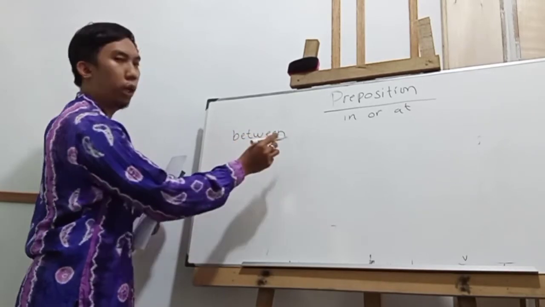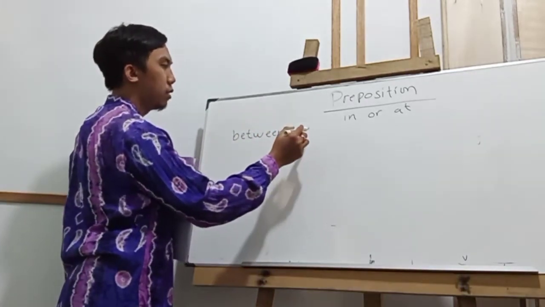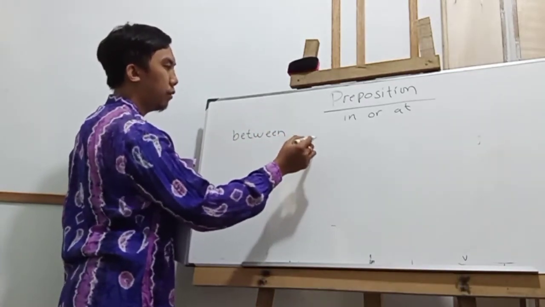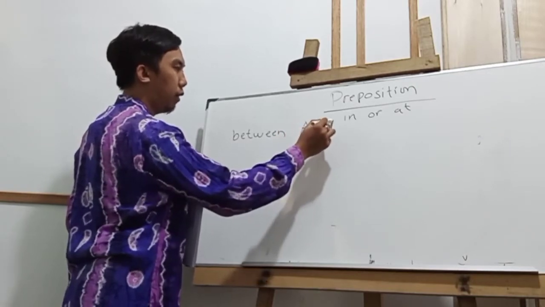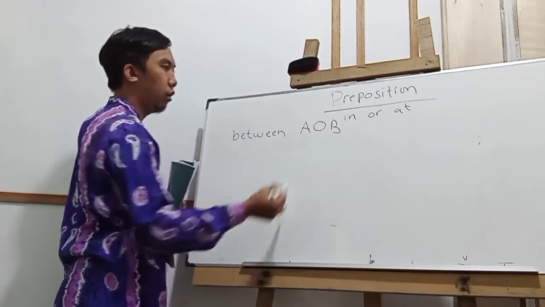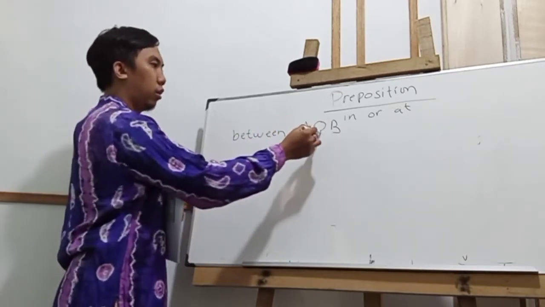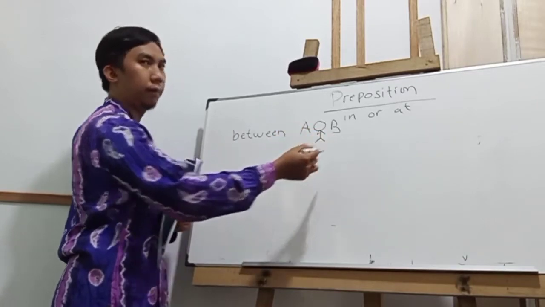Between means you are in the middle of something. For example, A and B. So when you say between, you are in here. You are between A and B.